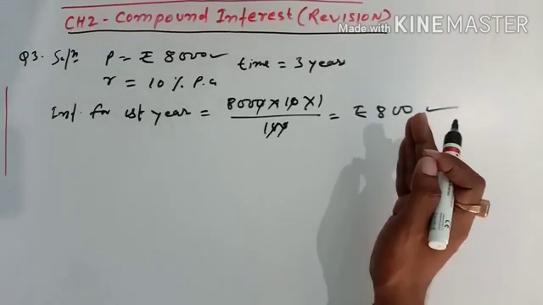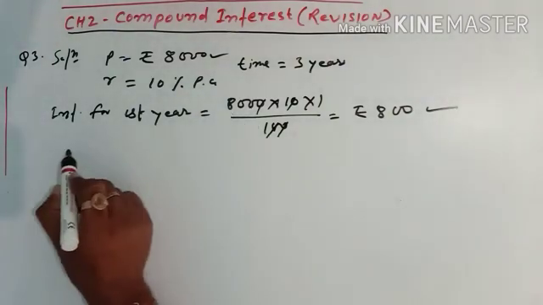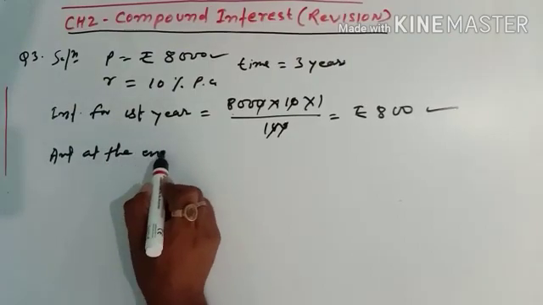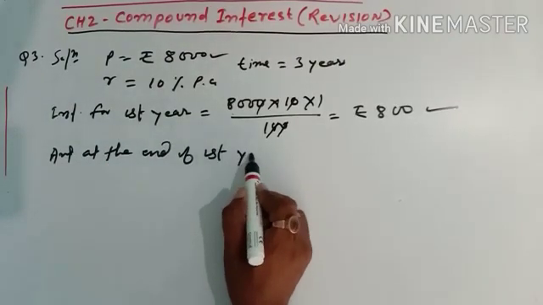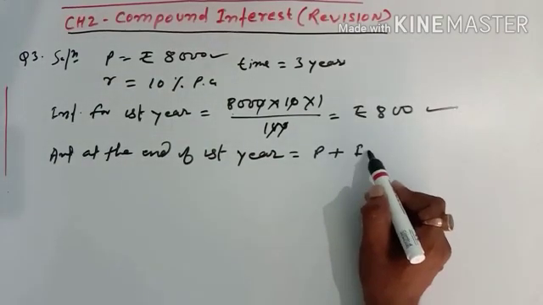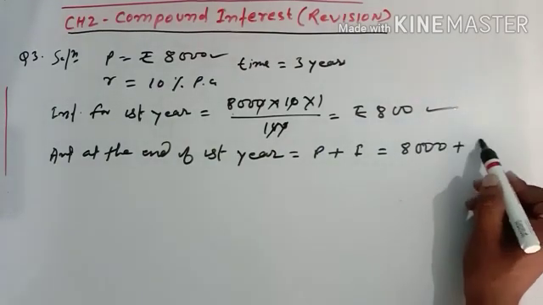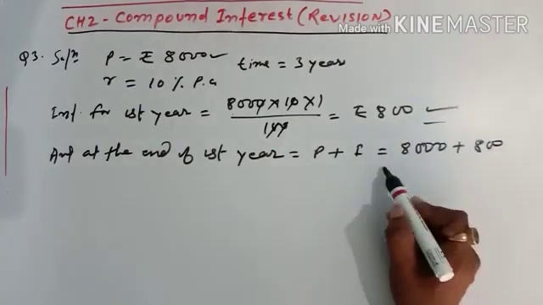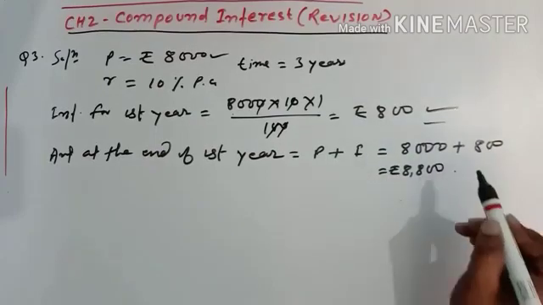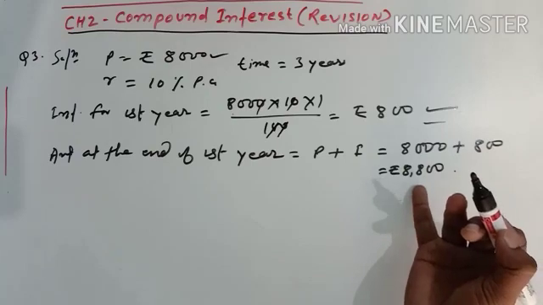Now when you add this interest to the principal, you will get the amount at the end of first year. So what would be the amount at the end of first year? Amount equals principal plus interest. So what is principal? Principal was rupees 8,000 and plus 800 is the interest. So you add it, you will get 8,800. This is the amount at the end of the first year. Now this amount would be the principal for the second year.